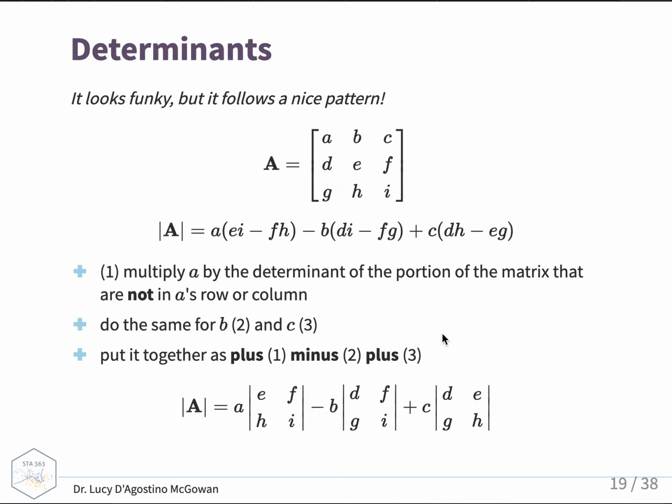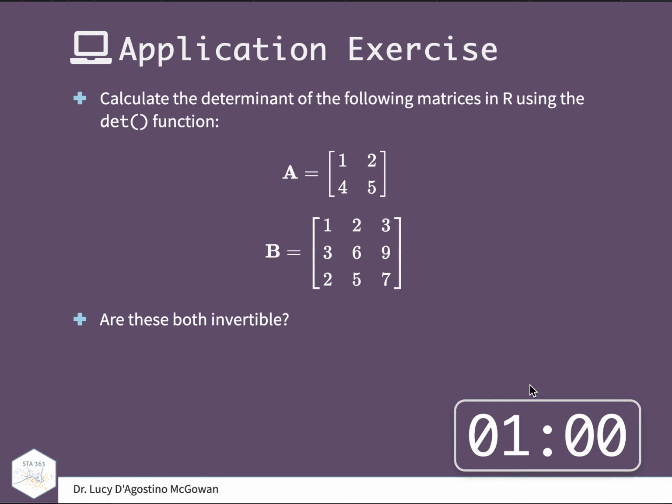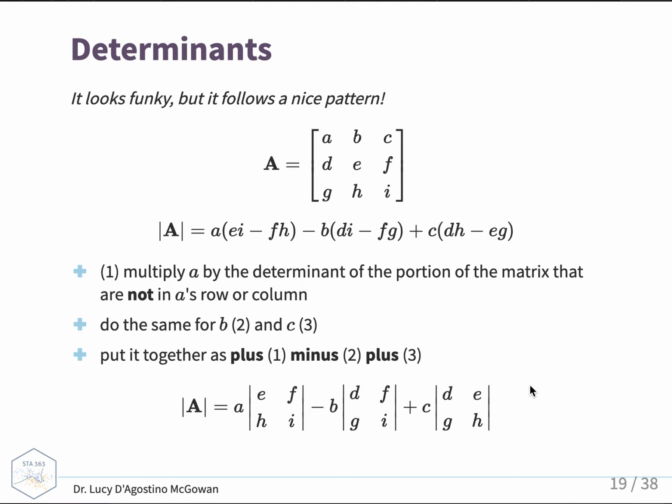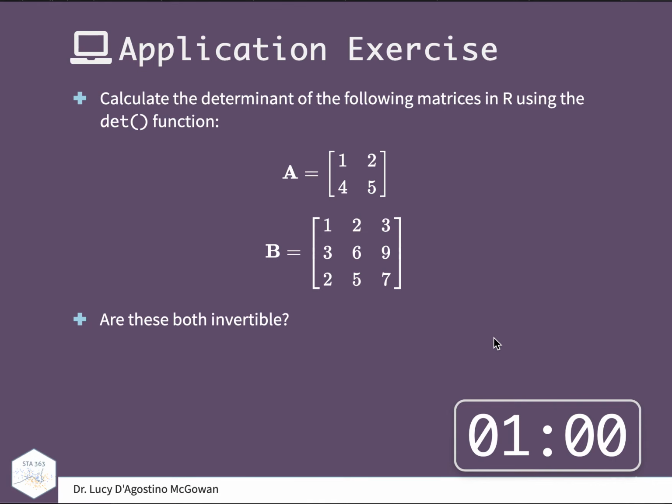And so you could write it like this. You could write it out like A times the determinant of EI, FH, minus B times the determinant of DI, FG, plus C times the determinant of DH, EG. So I'm not going to have you take the determinant of anything more complicated than a 3 by 3 matrix or a 2 by 2 matrix by hand, but it's good to understand at least how this works.